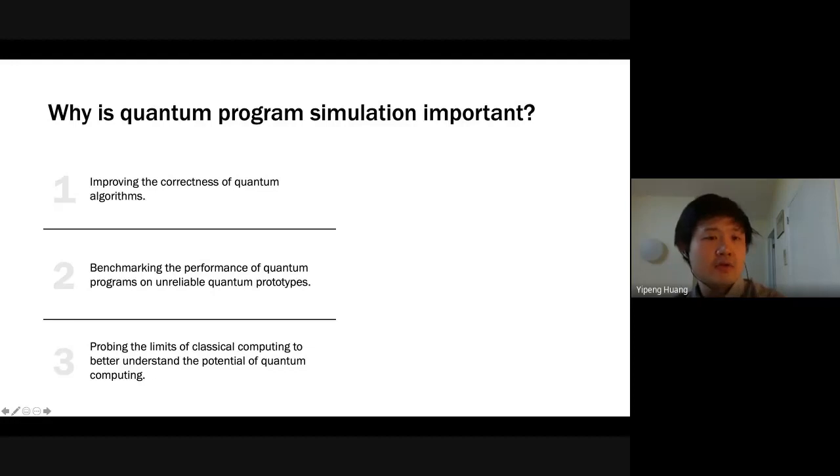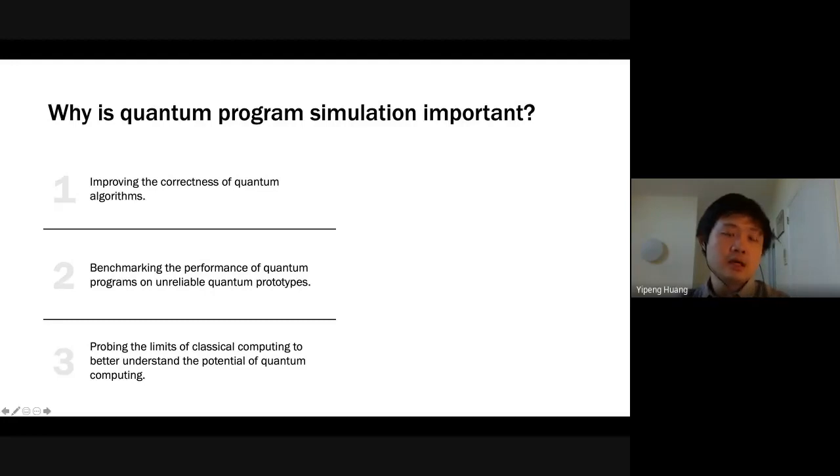And the second case is, suppose you have a quantum computer and it's running a quantum program, but you want to understand whether or not it's performing as expected compared to some noise model that you devise. In this second use case, it's important to do quantum circuit simulation because you want to compare the results of a quantum computer against the simulated results of a classical computer.